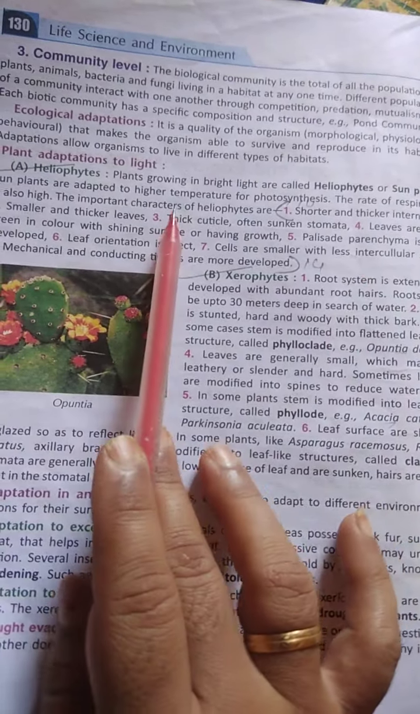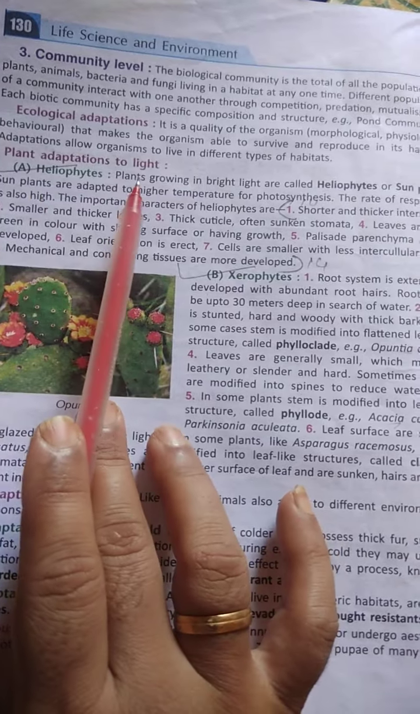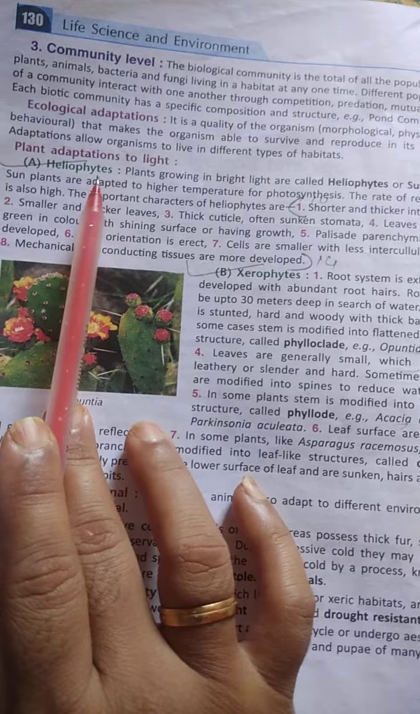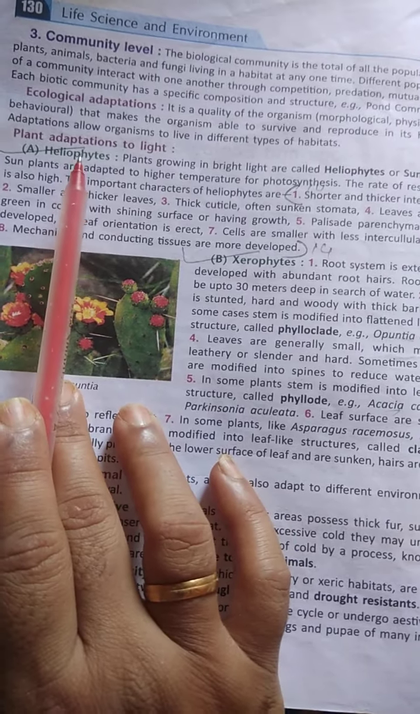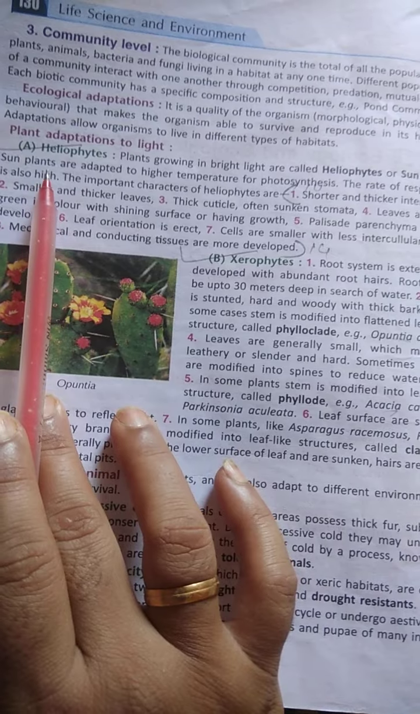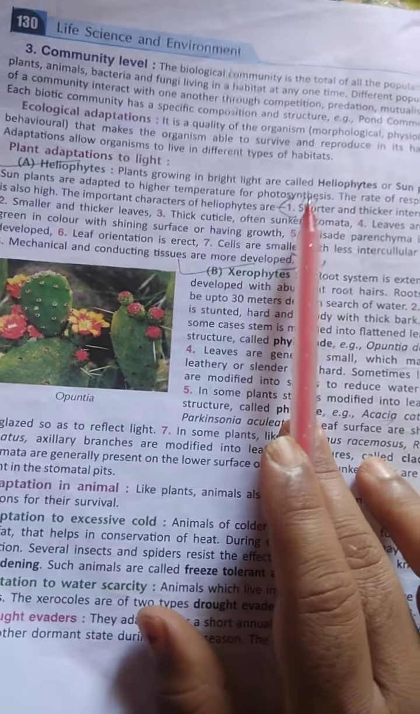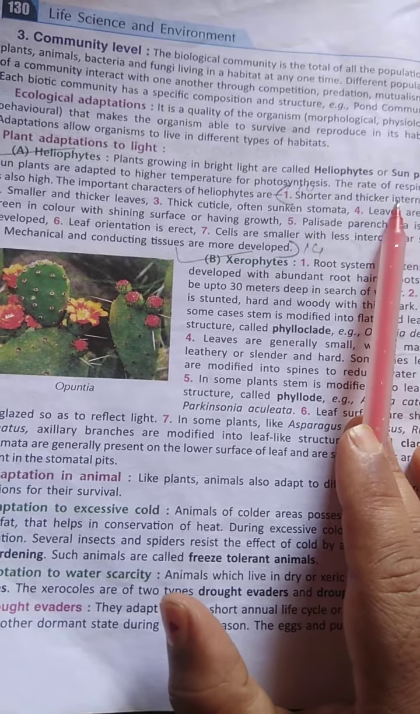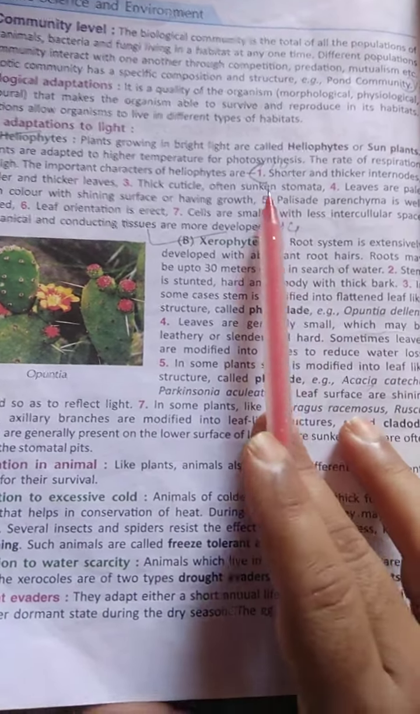The adaptive features of a plant to light are called heliophytes. So the plants that possess adaptive features to light are called heliophytes. Plants growing in bright light are called heliophytes. The major points are given here.